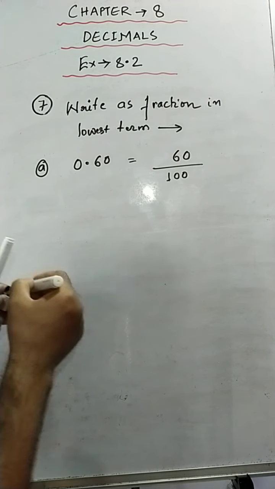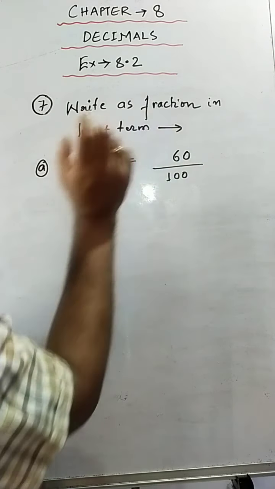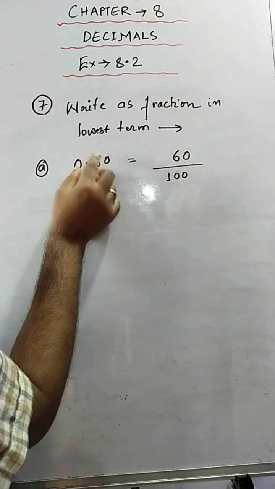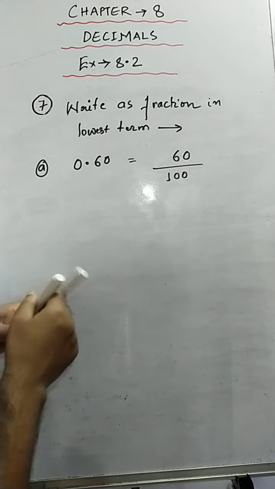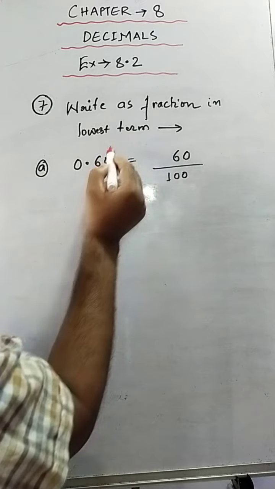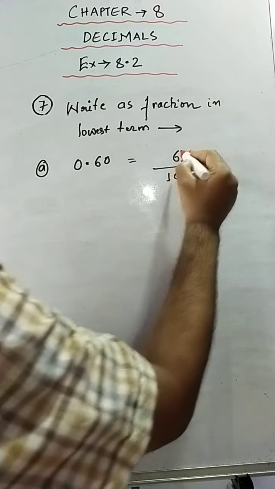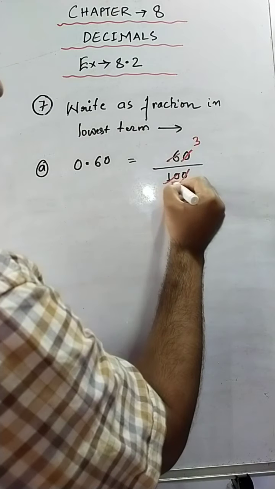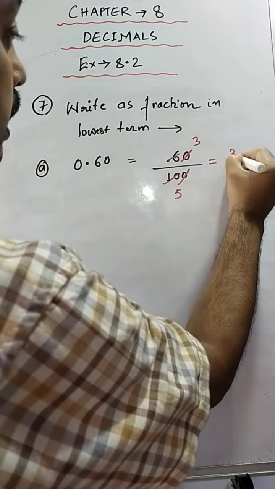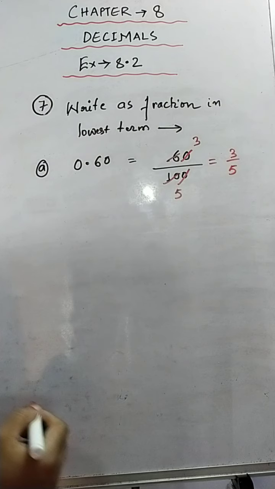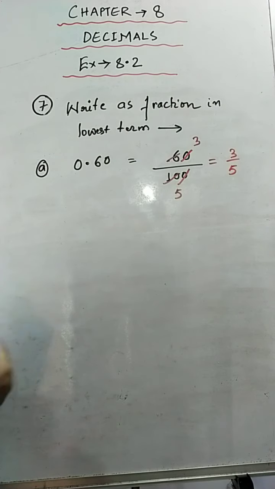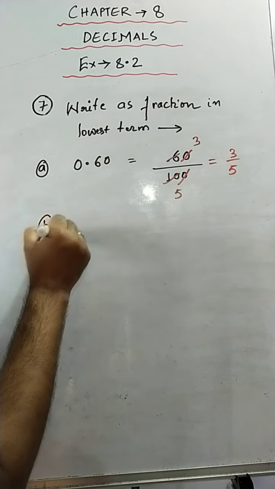Okay, so this is the first part that we have done. That means we have converted the decimal form to a fractional form. So now the second part is we have to convert it into the lowest term. So reduce it. First of all, we will reduce these 2 zeros, then 2 3s are 6, 2 5s are 10. So your required answer is 3 by 5. Okay. Now let's do sum number B.